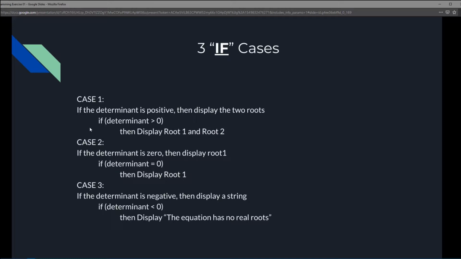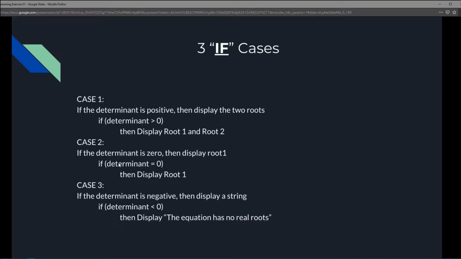Now, the other case is if the determinant is 0, then display root 1. Or you could display root 2, but you only display 1 root. So, to do that, you use the if keyword. Inside these parentheses, you solve for this Boolean case. Boolean case as in a case that will return you a true or a false value. True or false. That's a Boolean case or scenario, right? And that's what this if statement takes in, true or false.